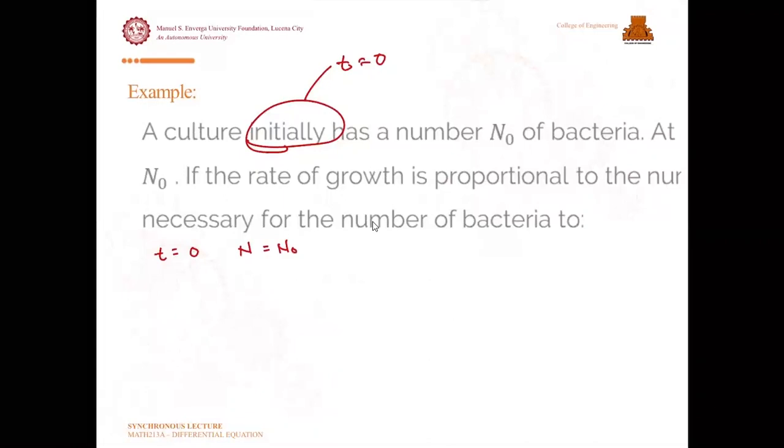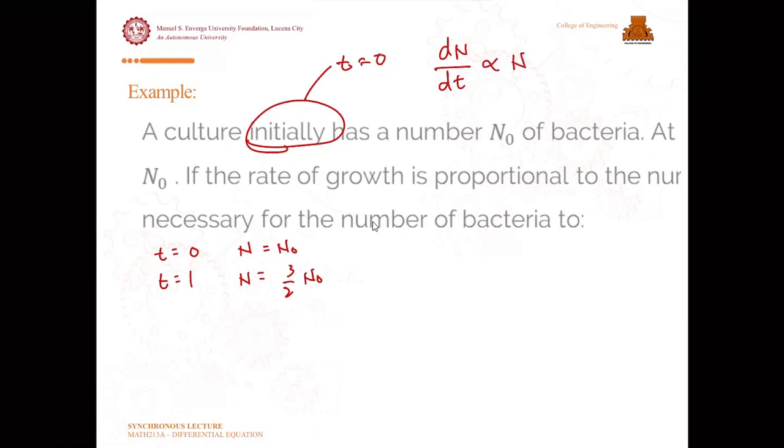So, nakalagay sa problem, a culture initially has a number N sub O of bacteria at t is equals to 1 hour. Yung number ng bacteria present is now 3 halves ng initial. Okay? So, if the rate of growth is proportional to the number of bacteria present, ibig sabihin yung formula natin kanina, no? So, N na lang yung gagamitin ko ngayon. Proportional dun sa number present.